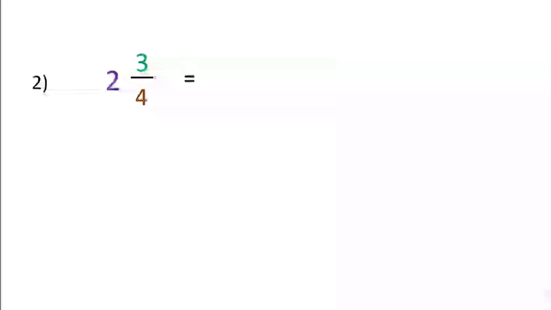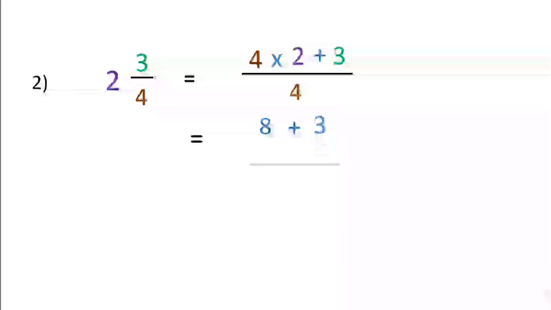How will we write this? 4 into 2, plus 3, divided by the same denominator 4. That is 4 into 2 is 8. Okay, 8 plus 3 by 4. That is 8 plus 3 is 11 by 4. Okay, we use this method in addition, subtraction, multiplication, division.